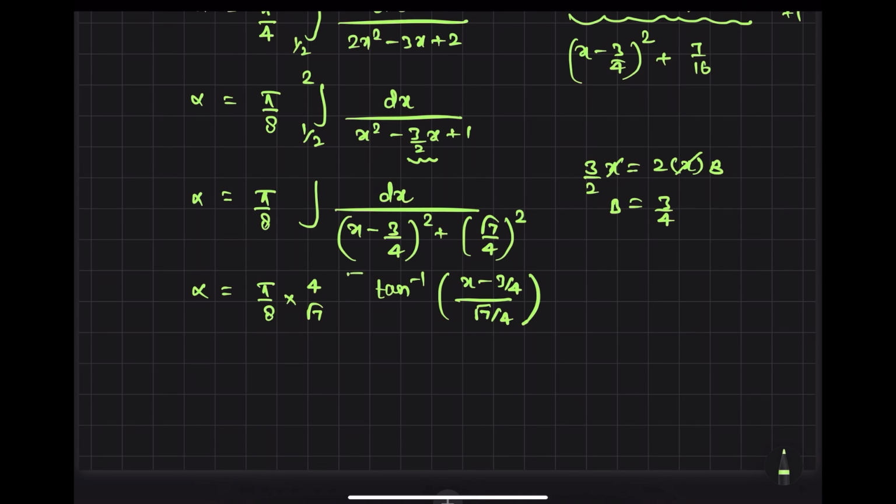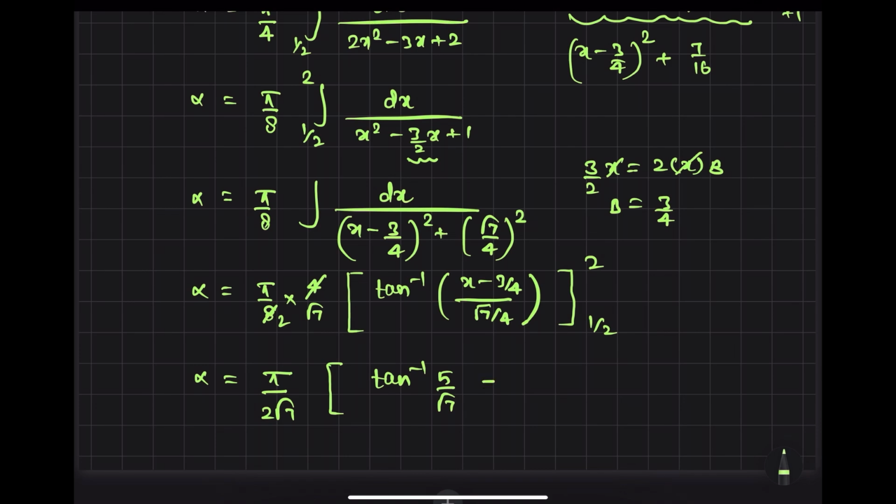Okay. Now we have to put the limit. What is the limit? Limit is 1 by 2 to 2. We will do the simplification part. Let's do it. So alpha becomes pi by 2 root 7. Now we will put the limit. So we will have tan inverse, now we will be writing x as 2. So 4 2s are 8, 8 minus 3, 5. So 5 by 4 and denominator is root 7. So can I write 5 by root 7?